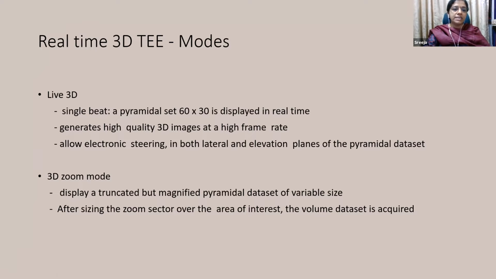One is the live 3D, which is a single beat. A pyramidal set of 60 by 30 is displayed in real time. It generates very high-quality images at a higher frame rate, and it allows steering in both lateral and elevation planes. The next mode, which is used in the cath lab, is a 3D zoom mode, which displays a truncated but magnified pyramidal data set of variable size. We will size the zoom sector over the area of interest and acquire the data set.